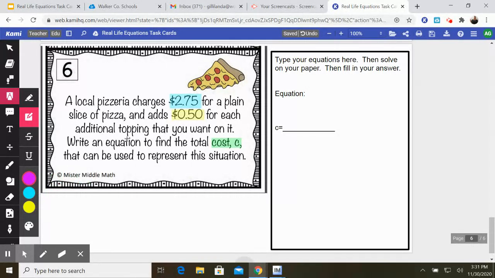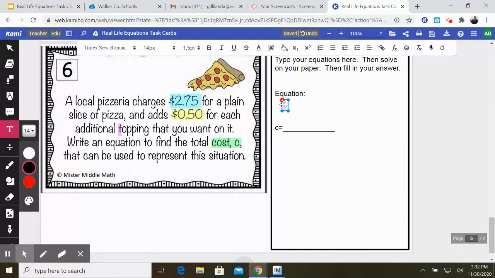So let's do a T for topping. Let's write our equation. So a base slice is $2.75 plus 50 cents per topping is equal to your total cost. So we're going to have two variables in this one. Don't worry, we won't be going over this anymore. I just wanted to point out, we also don't know how many slices they're going to buy. So let's do that also and ask for a slice.